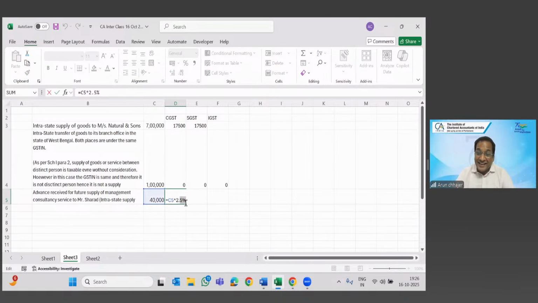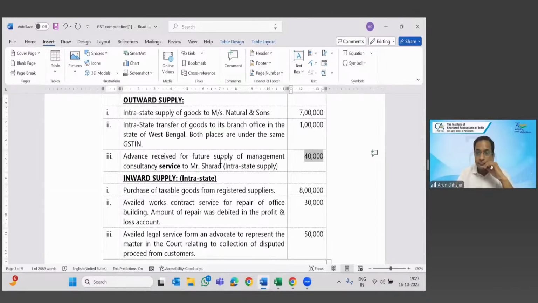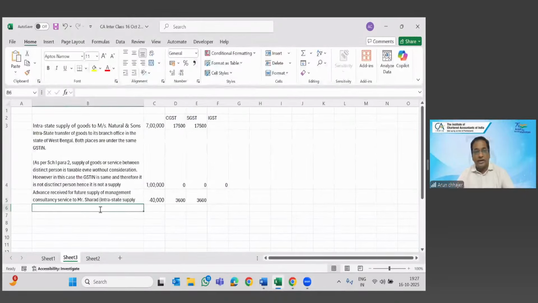Sir, it is 18% GST given for services. These types of small mistakes are possible. Make sure that you do not make the mistake. Fine. Outward supply is completed. Now we are talking about ITC.